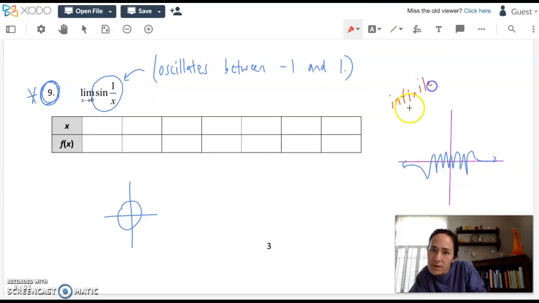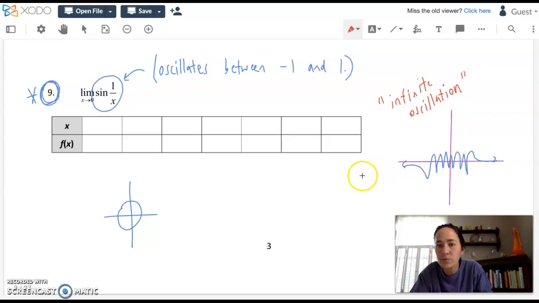Infinite oscillation between two fixed values. And what's important is it's not just the oscillation of the normal sine curve that's pretty predictable. As you get closer and closer, as you zoom in further and further, you see this thing bouncing up, down, more and more times. So here's another case where the limit does not exist. And I'm pretty much done.